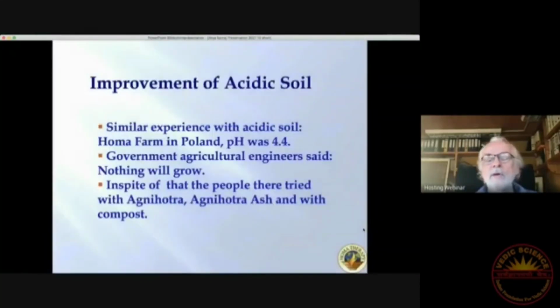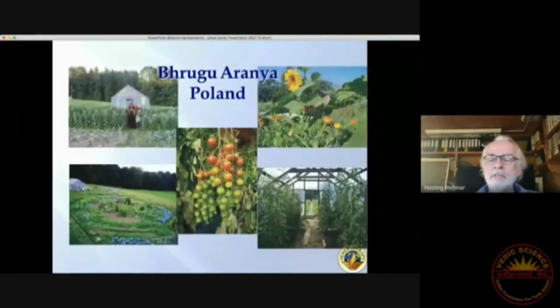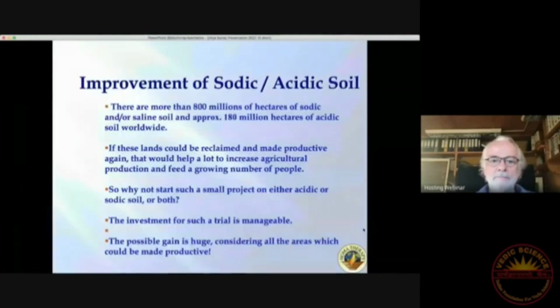And it's not only about sodic soil, also acidic soil. There's a farm in Poland, and the pH was 4.4, very acidic. So the agricultural engineer told them, no, nothing will grow there. But they continued, they performed Agnihotra, they added Agnihotra ash, and see, everything grows there, all the vegetables, including tomatoes. Nobody there is able to grow tomatoes, but they grow everything. And then they tested the soil, and the pH had come up to around 7.